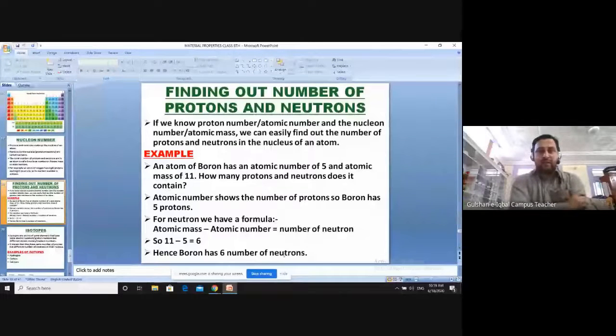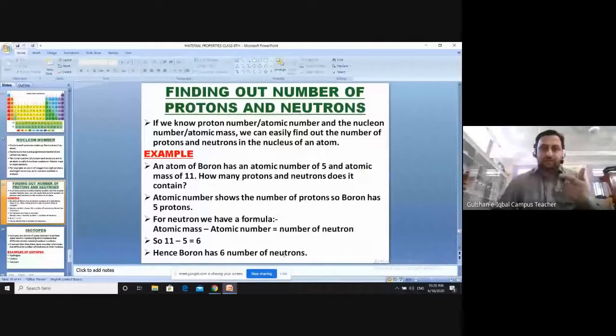For example, if we know the atomic number and the atomic mass of an atom, then we can easily find out the number of protons and neutrons in the nucleus of that atom. We should know the proton number and the nucleon number. If we know these, we can easily find out the number of protons and neutrons present in the nucleus of an atom.